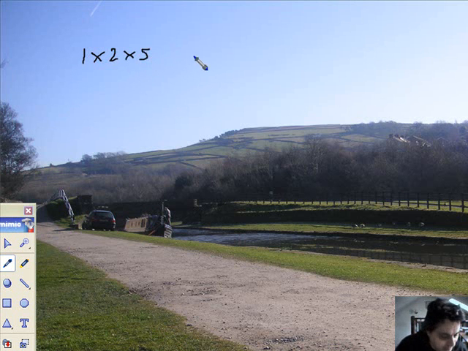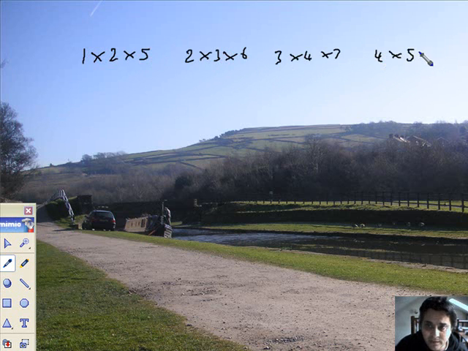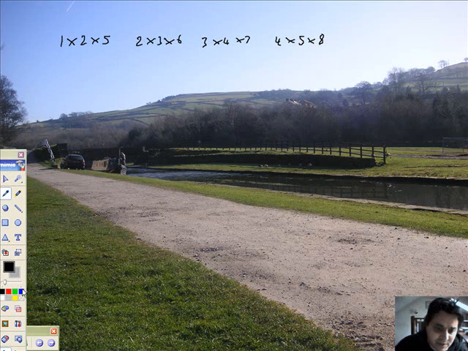That's the first term alone. Here's the next one, 2 times 3 times 6. Here's the next one, 3 times 4 times 7. And the last one is 4 times 5 times 8. Well, that's the first term, highlighted in blue. That's the second term. That's the third term.